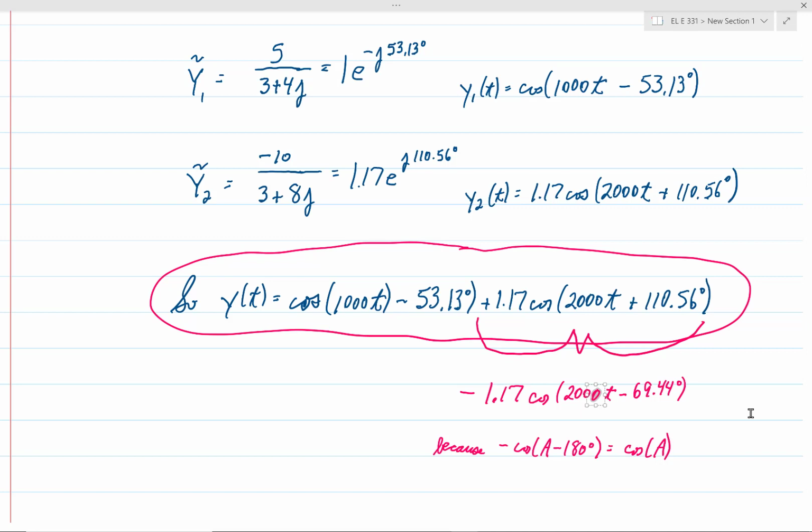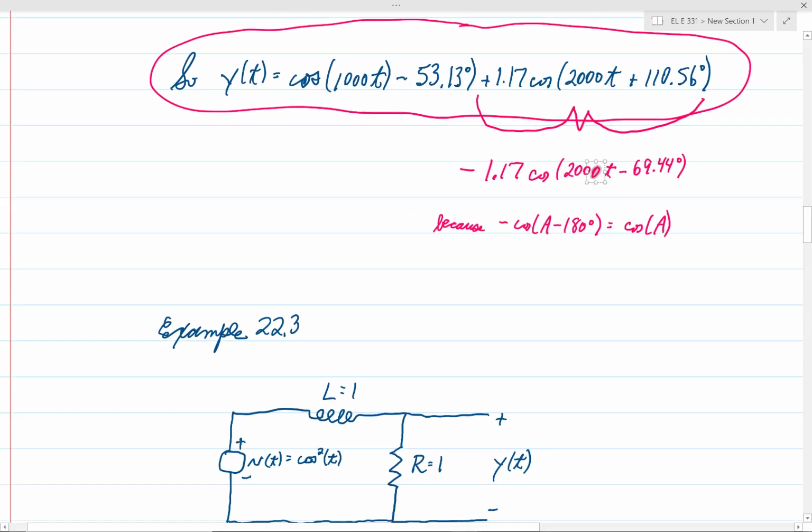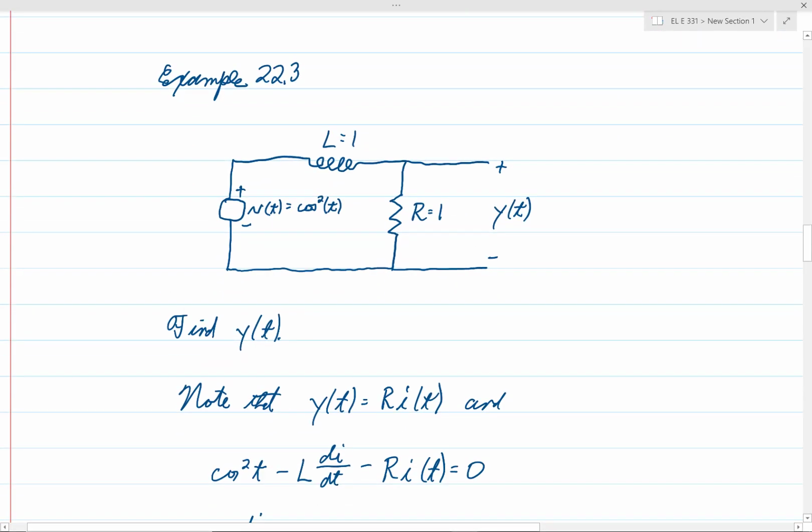And so now there's one last problem I would like to do, and this is where we will make a connection between what we've been doing with Fourier series and the rest of our work in this course. And so I'm going to suppose that I have this problem here. I have a voltage source which is cosine squared t, and we'll have an inductor of inductance 1 Henry up here, and a resistor of resistance 1 ohm, and we will define y of t to be the voltage across the resistor.